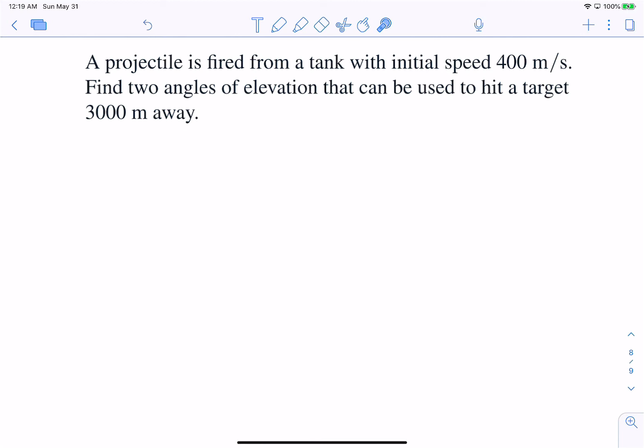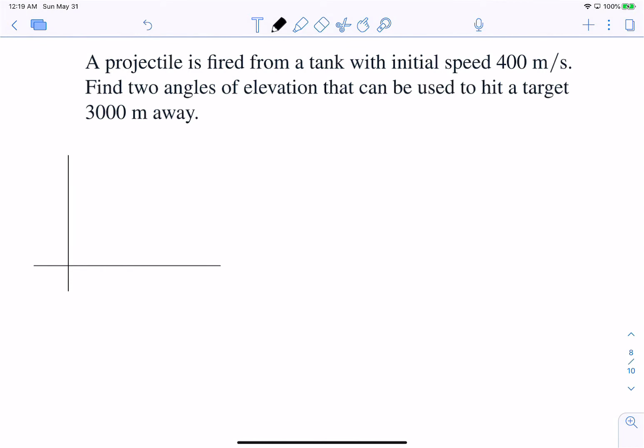We read here that a projectile is fired from a tank with an initial speed of 400 meters per second, and we're looking for two angles of elevation that can be used to hit a target 3,000 meters away. Let's see if we can visualize the situation.